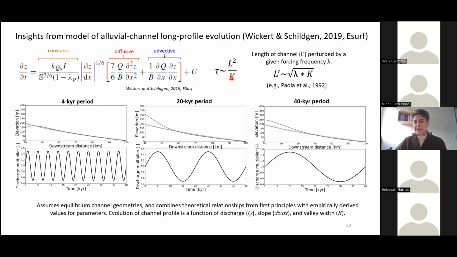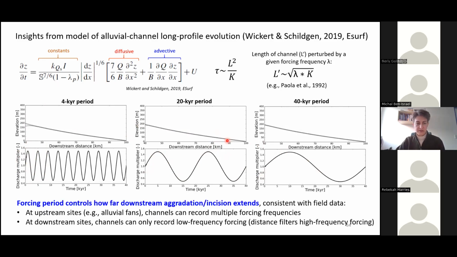So without even explicitly solving for that diffusivity, we can start to think about how this system will respond to perturbations, and we can see it directly when we force this equation with periodic changes in water discharge, and that's what we're looking at here. In the panels on the left, we're forcing the system with 4,000-year variations in water discharge, and you can see that only the uppermost portion of that channel is experiencing aggradation and incision. Conversely, if we force it with 20,000-year forcing or 40,000-year forcing, a longer portion of that channel is experiencing aggradation and incision. This is actually completely consistent with what we saw in the field.